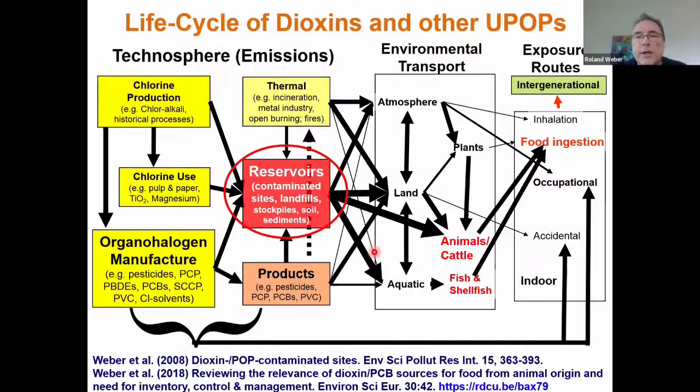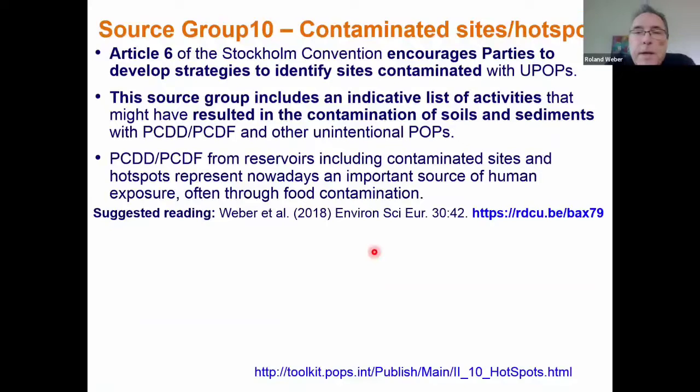Therefore, the last section is source group 10. These are contaminated sites and hotspots. And I think that's also interesting for Palestine. Article 6 of the Stockholm Convention encourages parties to develop strategies to identify sites contaminated with POPs, including unintentional POPs like dioxins. So the source group in the UNEP Toolkit includes an indicative list of activities that might have resulted in the contamination of soils and sediments. And so here you can just go to the toolkit.